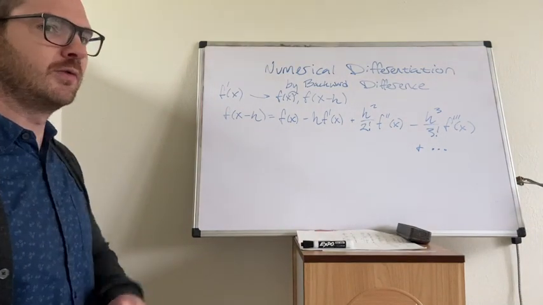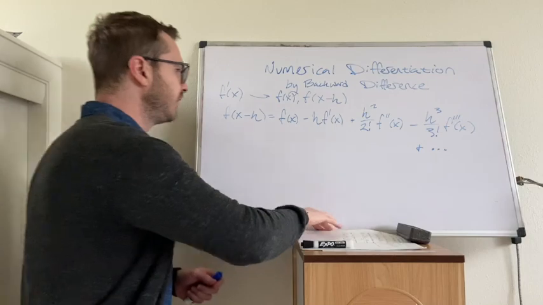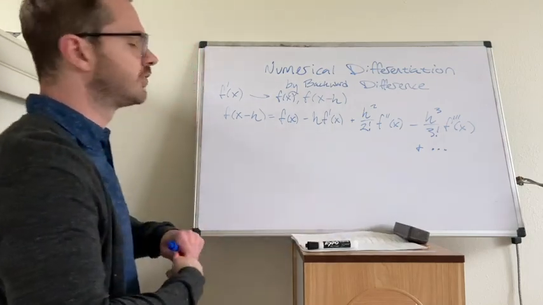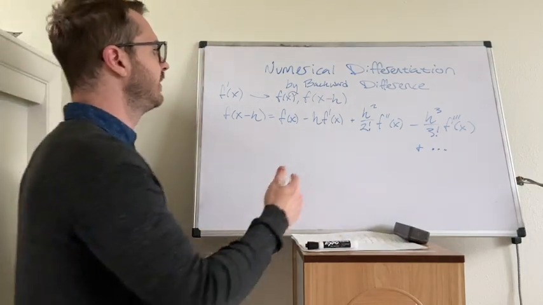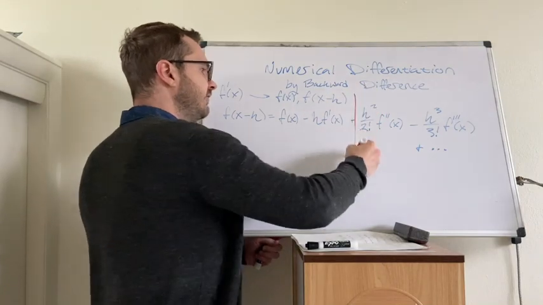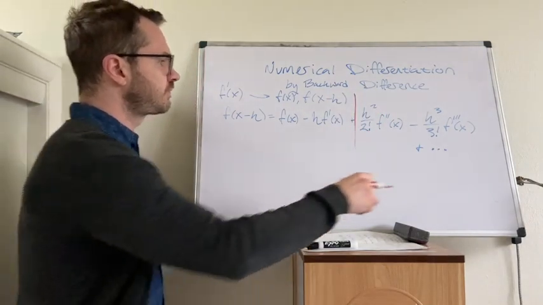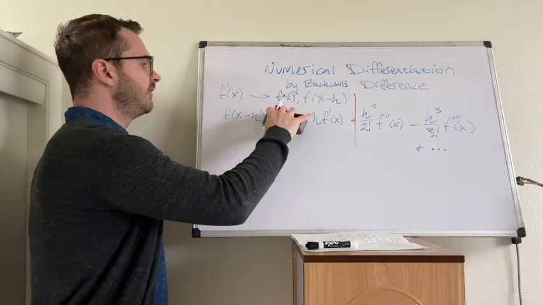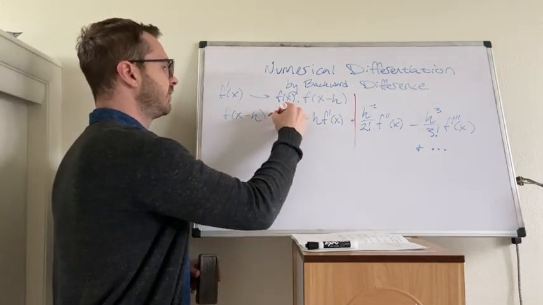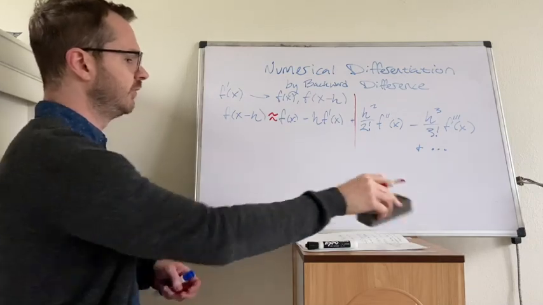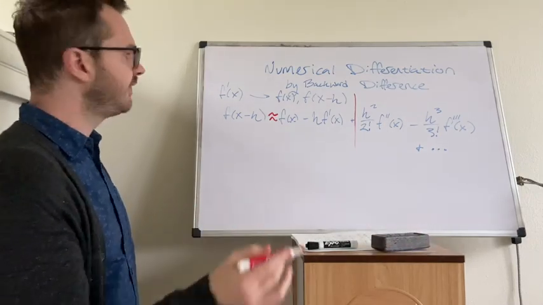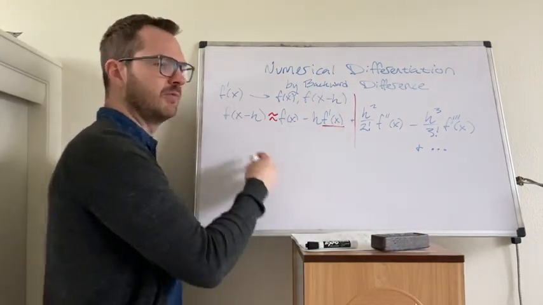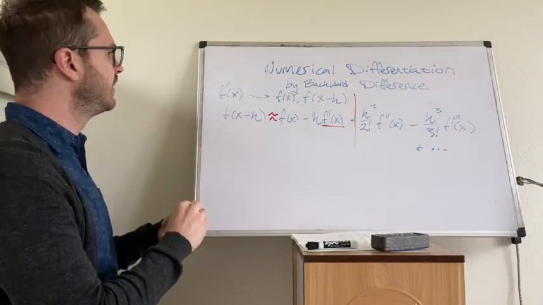Now we're going to do what we did last time. We're going to truncate this infinite series. We're going to cut these terms off here. And since we truncated the series, this also becomes an approximation. This is approximately equal to. Now, we still want to find f prime. Here's f prime, so take this equation and solve for f prime.